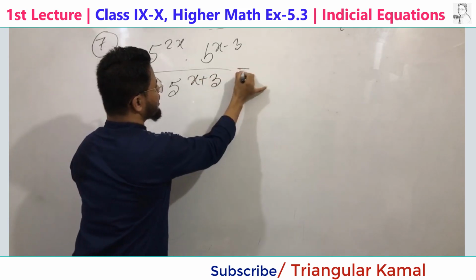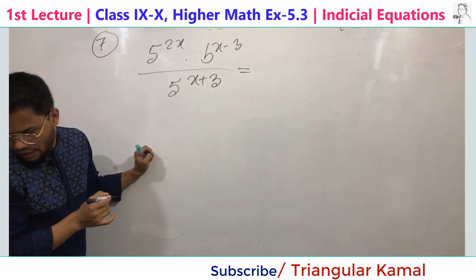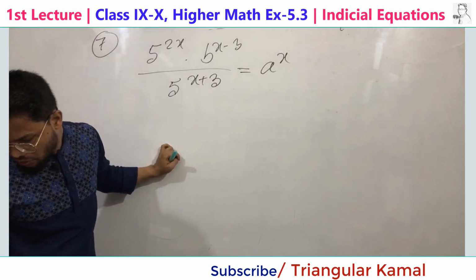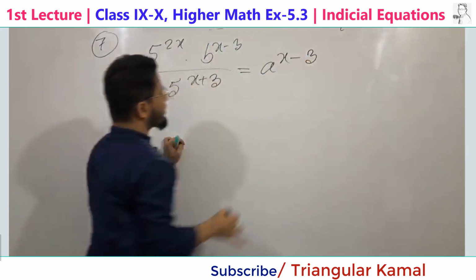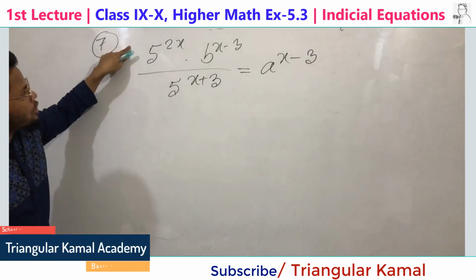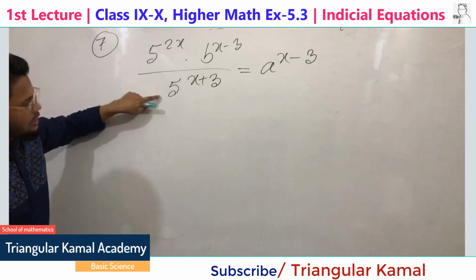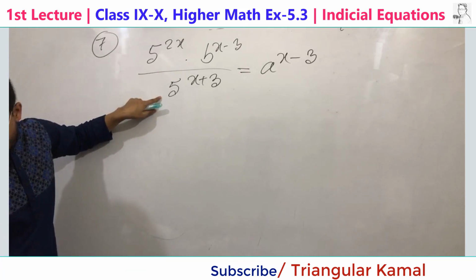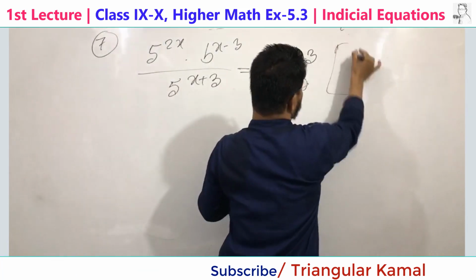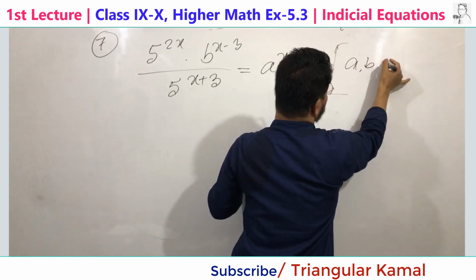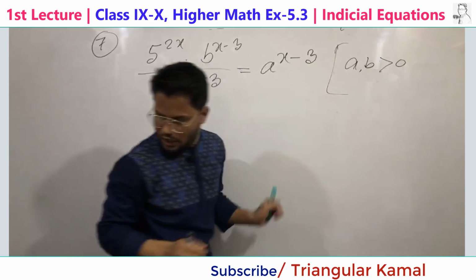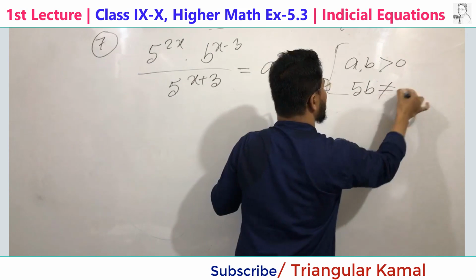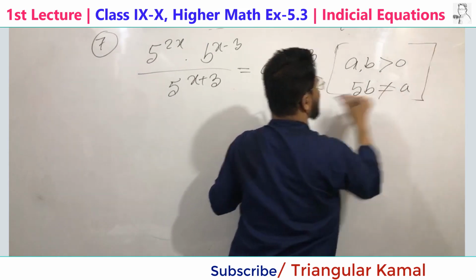Equal a to the power x minus 3. Just review again: 5 to the power twice x, b to the power x minus 3, divided by 5 to the power x plus 3, equals a to the power x minus 3, while a and b are both greater than 0. That is the first piece of information. The second information given here is 5b not equal to a.